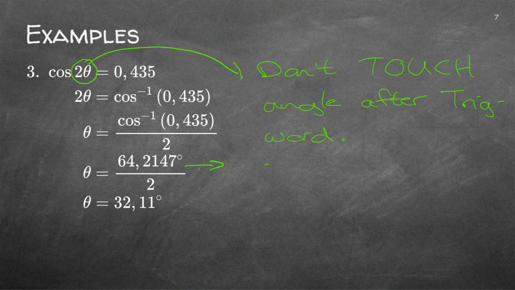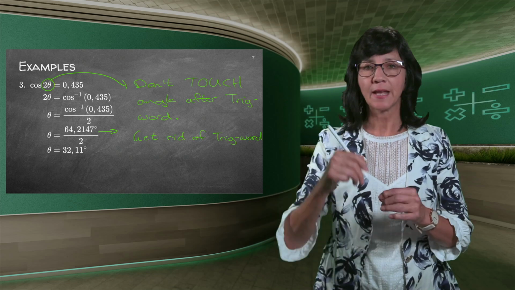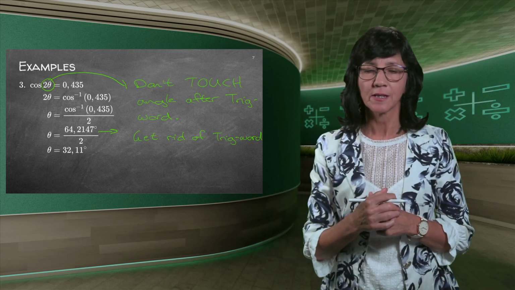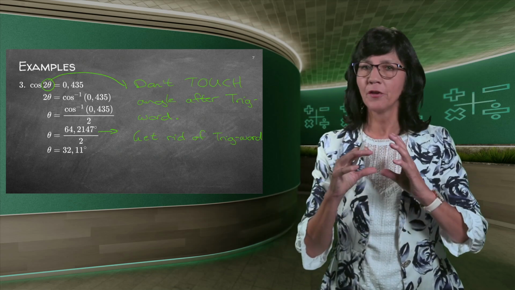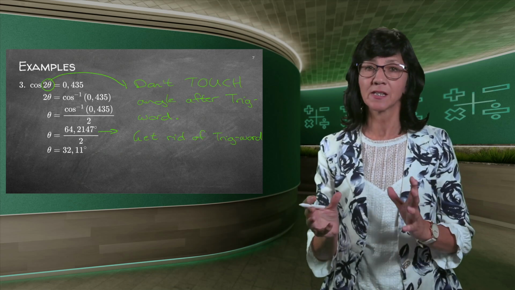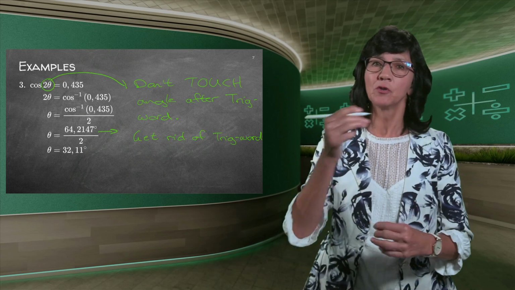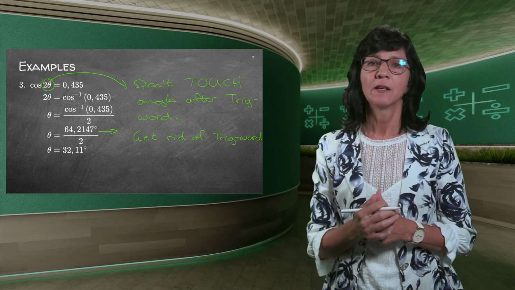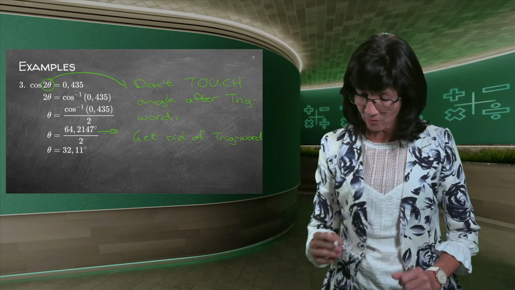So what must I do? Get rid of the trig word. And you know how to get rid of a trig word? You click Shift Tan or Shift Cos, whatever it is. So this is very important. One of the very, very common mistakes pupils make, especially in matric, when this is now 2 years ago that they did this, and they forget that you may not touch the angle ever.